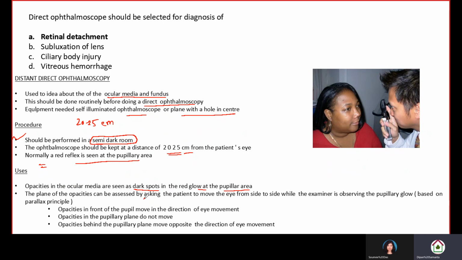Now the plane of the opacities can be assessed by asking the patient to move the eye from side to side while the examiner observes the pupillary glow, based on the parallax principle. Opacities in front of the pupillary plane move in the direction of eye movement. Opacities in the pupillary plane do not move, and those behind the pupillary plane move opposite to the direction of eye movement. So these are the uses of distant direct ophthalmoscopy.